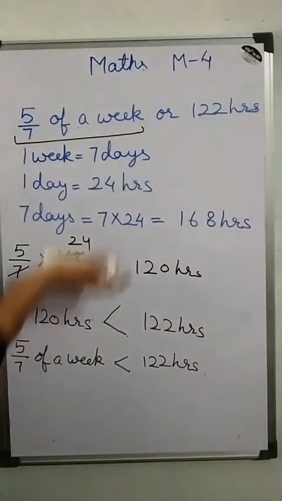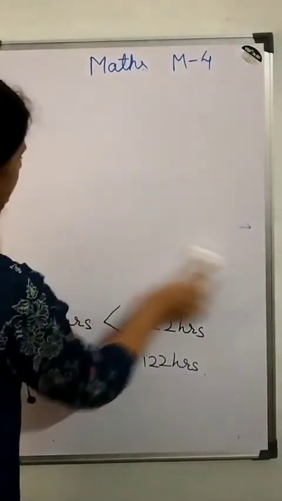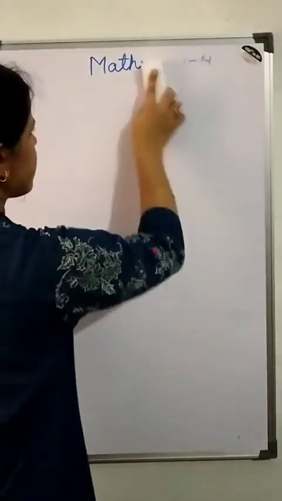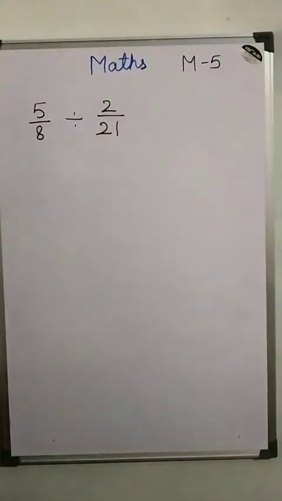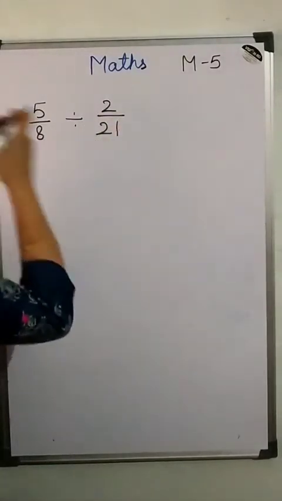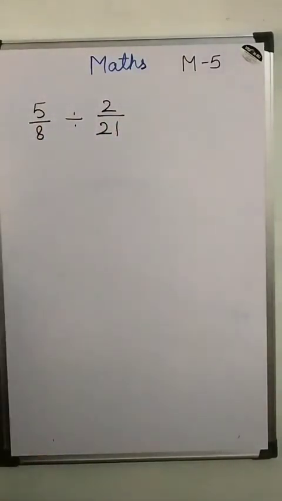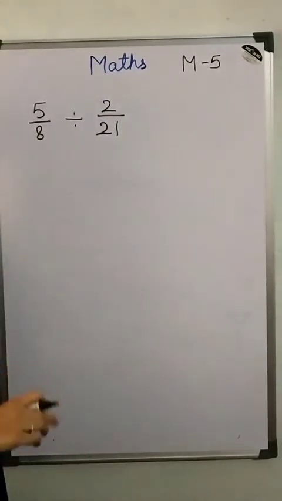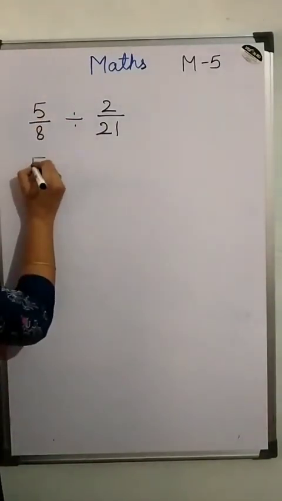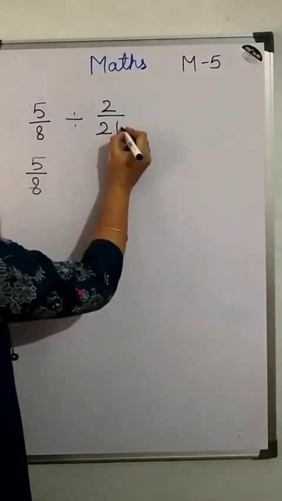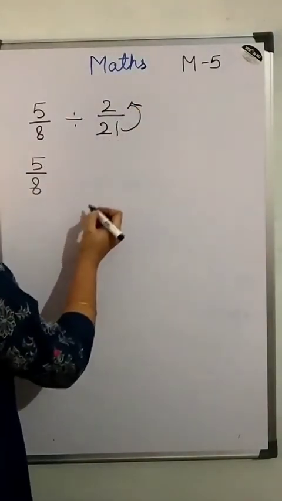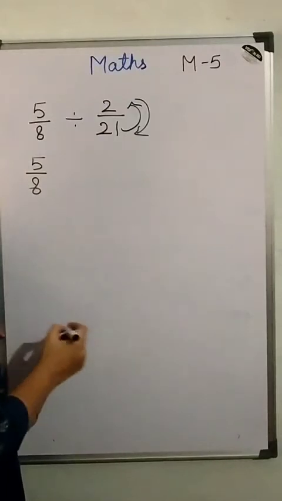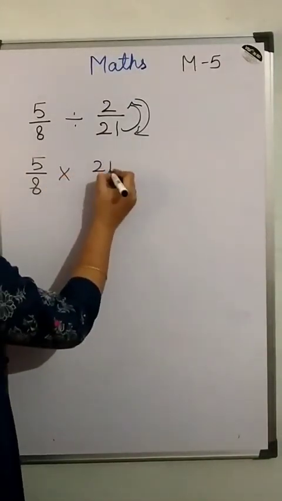Now let's do some division questions also. How to divide two numbers. So the next question is 5 upon 8 divided by 2 upon 21. Here the division symbol is there. I explained you in my last class. Whenever the division symbol is there, first we convert this division symbol into a multiplication symbol. And how do we convert this into a multiplication symbol? Just see here. First you write this one, 5 upon 8, and take the reciprocal of this term. Denominator becomes numerator and numerator becomes denominator, and put the symbol of multiplication here. Just see, 21 upon 2.